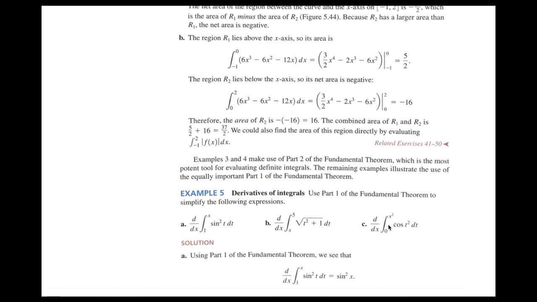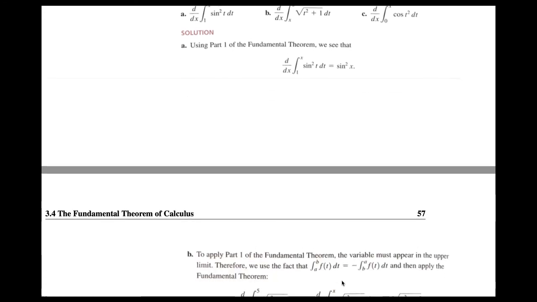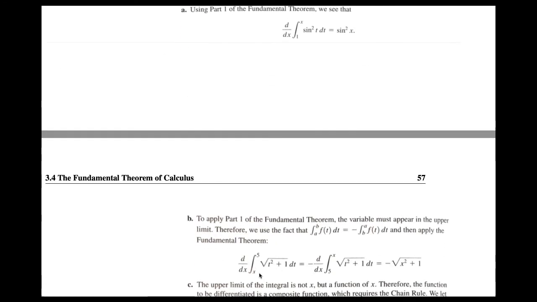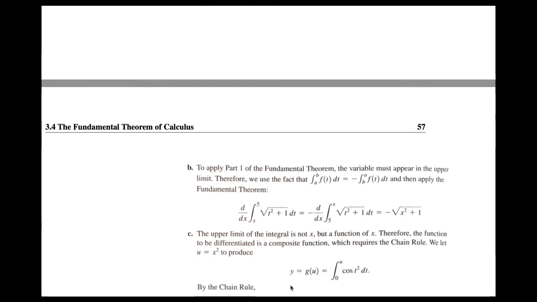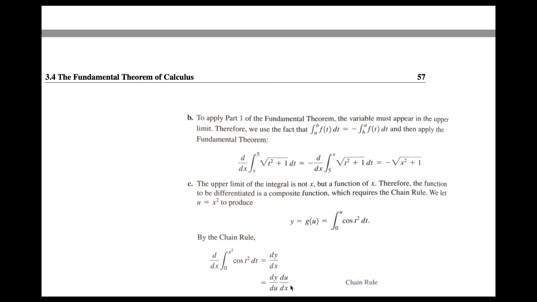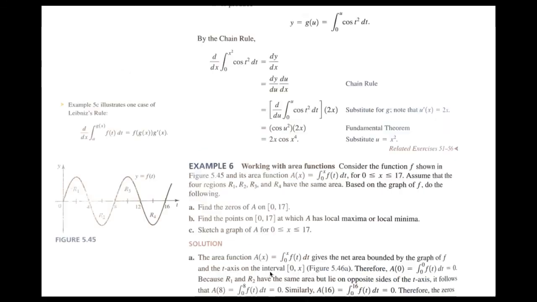In example 5, you use the first part of the fundamental theorem. So in A, just remember that d dx and the integral cancel each other. In B, you see that you first have to switch top and bottom, which gives you a minus sign, and these two cancel, and so this will be the result. In C, well, we can't do this because it involves a chain rule, which we didn't learn yet.